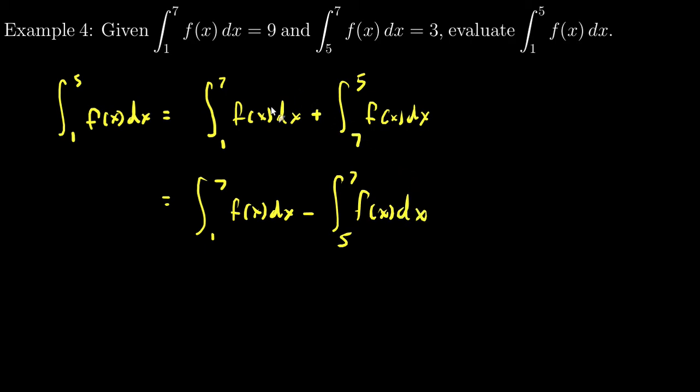And now I can just substitute in the values. The integral from 1 to 7 is 9. Integral from 5 to 7 is 3, and my answer is 6.